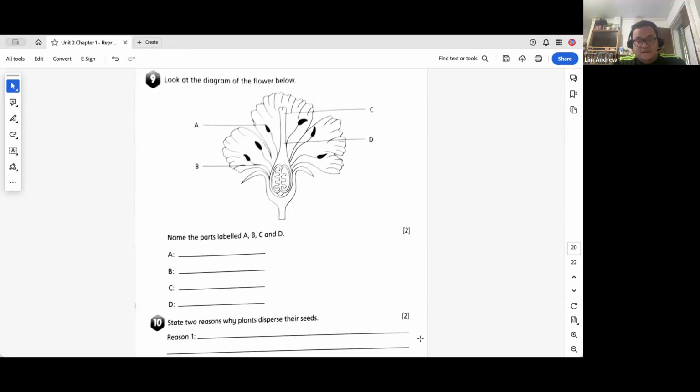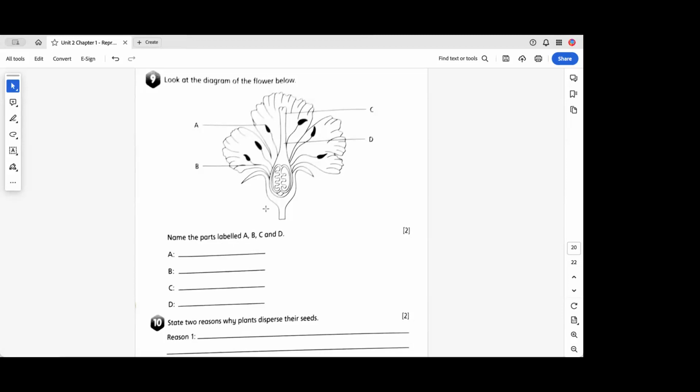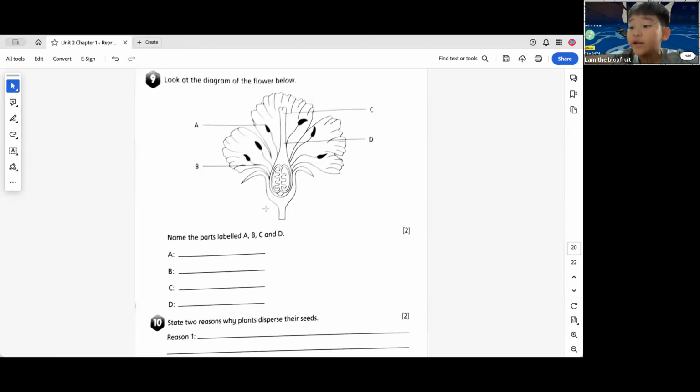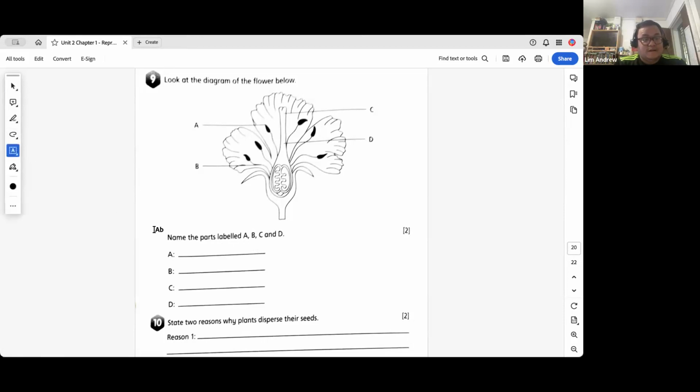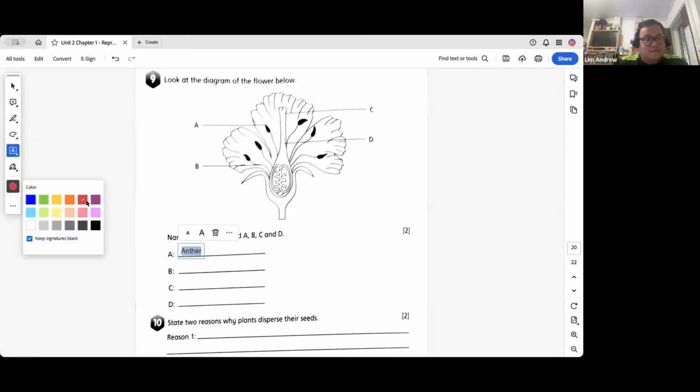So, hi. Morning, Lam. Can I know what is... Yes. I think A is pollen. All right. A is pollen. Pollen grain is being made by the anther. So for this case, let me just try to write out the answers first. A is actually the anther. Let me just change to another color first in order to make it clearer. All right. Okay, so A is the anther.